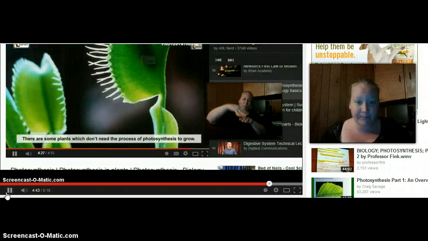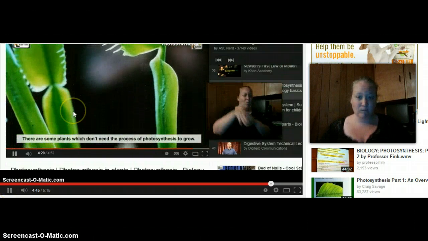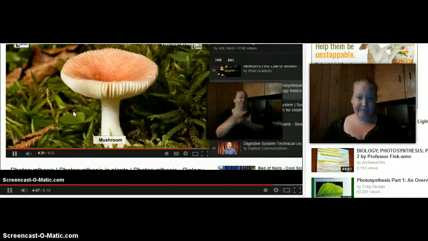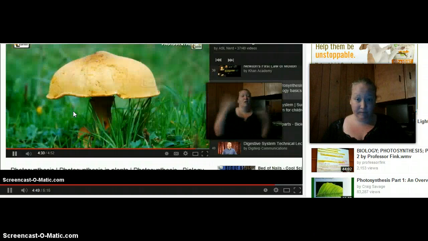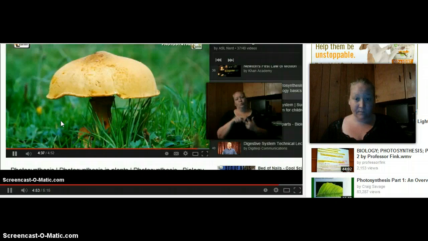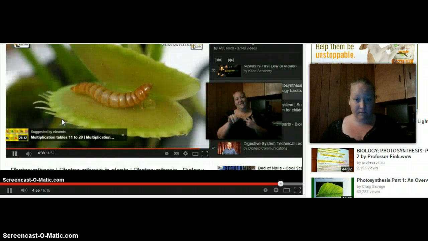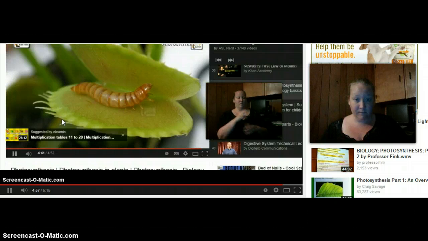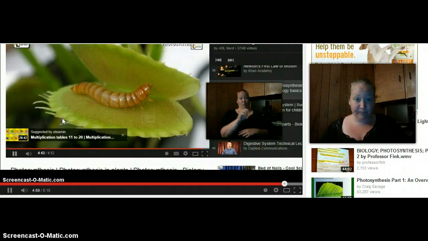Plants which don't need the process of photosynthesis to grow. Such plants include mushroom, Venus flytraps, etc. Mushrooms get their food from the ground and from their surrounding areas. Venus flytraps trap and catch small insects which come near the leaves and eat them.